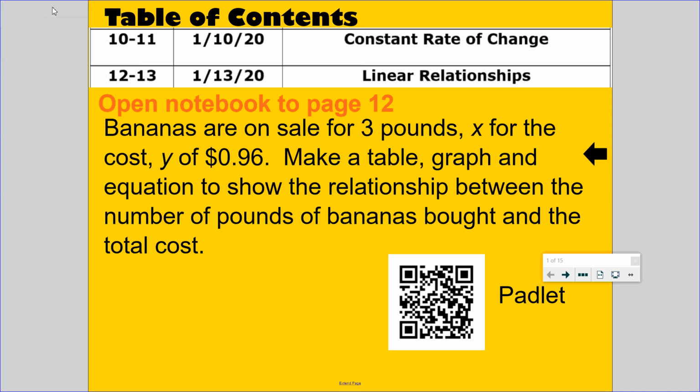Welcome. This is the first part of linear relationships. So bananas are on sale for 3 pounds, X, for the cost, Y, of 96 cents. Make a table, graph, and equation to show the relationship between the number of pounds of bananas bought and the total cost.